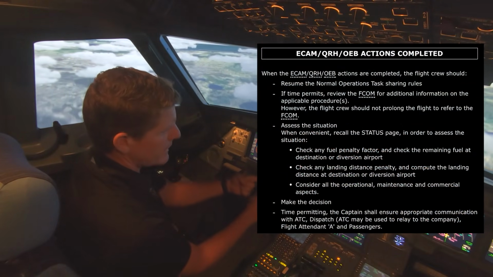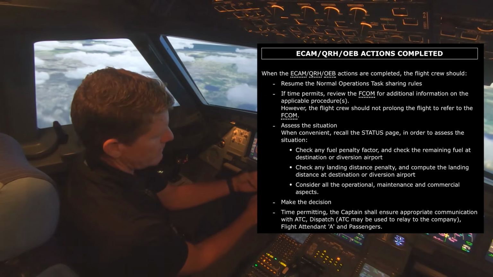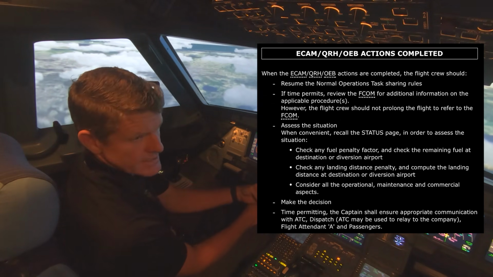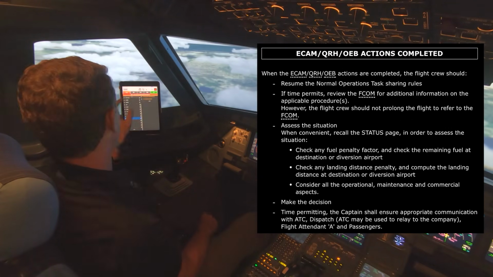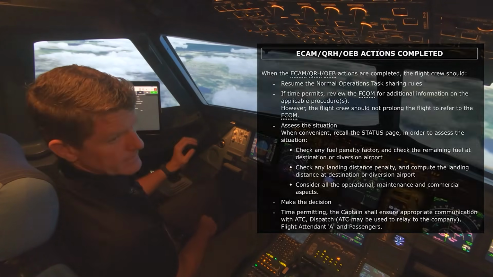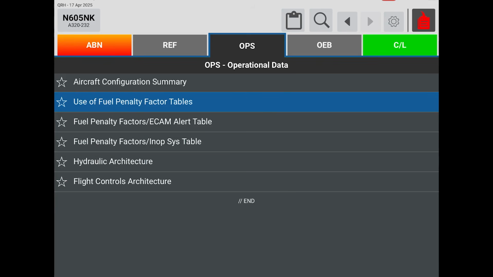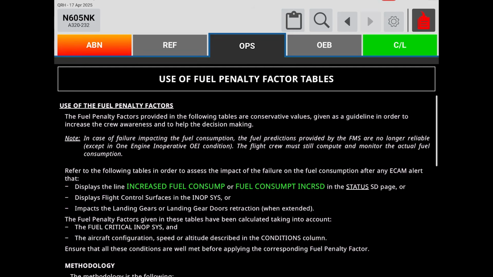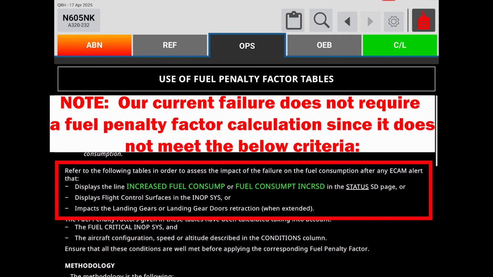Is there any fuel penalty factors, landing distance penalties, and maintenance, operational, and commercial aspects of the decision? All right. Fuel penalty factors. I'll check the QRH for that. Sounds good. The fuel penalty factors can be found within the QRH under the Operational Data tab. Review the use of fuel penalty factors table to determine when it is appropriate and how to calculate your fuel penalty for the failures you're experiencing.